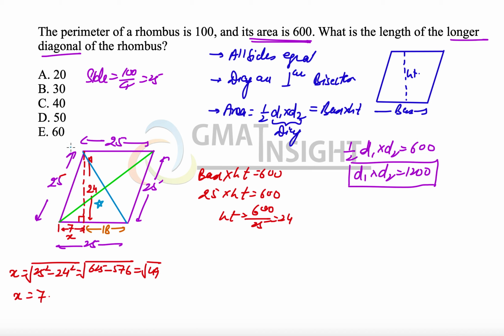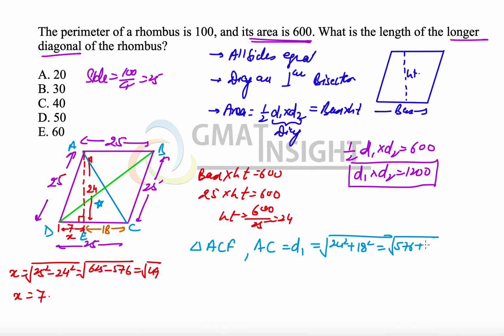That means the length of the blue line, let me mark this as A, B, C, D and let's call this point E. So I'm looking at triangle ACF and in that case I can say that AC, which is also equal to, let's call it D1, one of the diagonals, although that's the shorter one, will be equal to the square root of 24 squared plus 18 squared. Now let's quickly do the calculation. 24 squared is 576, 18 squared is 324. Let's add them up: 500 and 300 is 800, plus the sum of these two, 900. Wow. So AC, which is equal to D1, is equal to 30. The square root of 900 is 30.